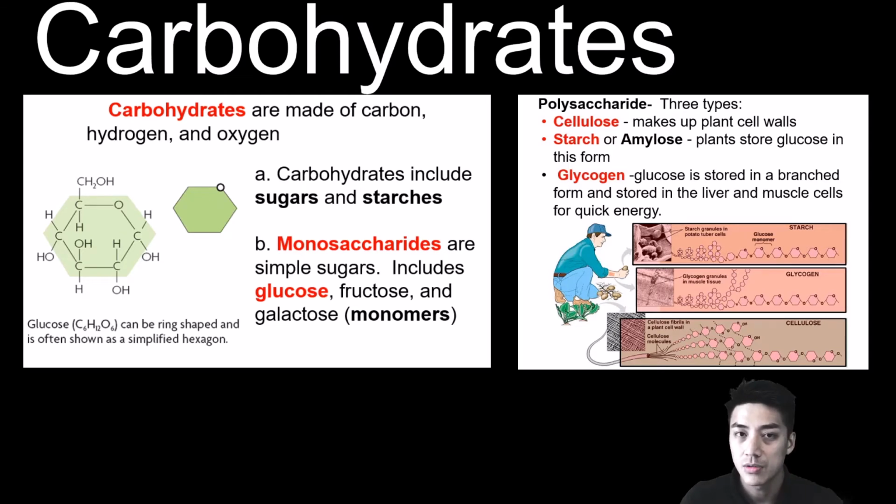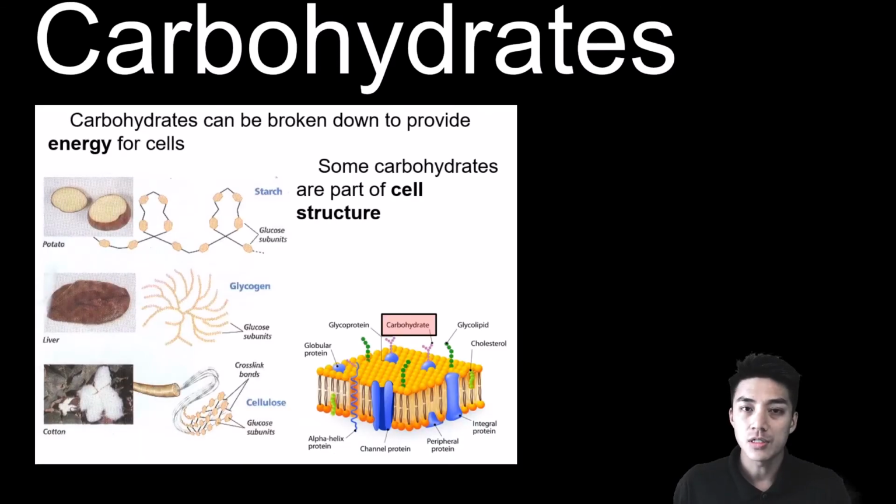You have cellulose, which is found in plant cell walls. You also have starch, which is how plants store long repeating chains of glucose. And finally, you have glycogen, which is found in animal liver and muscle cells. This is how they store glucose for quick energy release. So as you can see, carbohydrates are stored as polysaccharides, long repeating chains, and when they're needed for energy, they're quickly broken down into simple sugars that the cells can readily use.